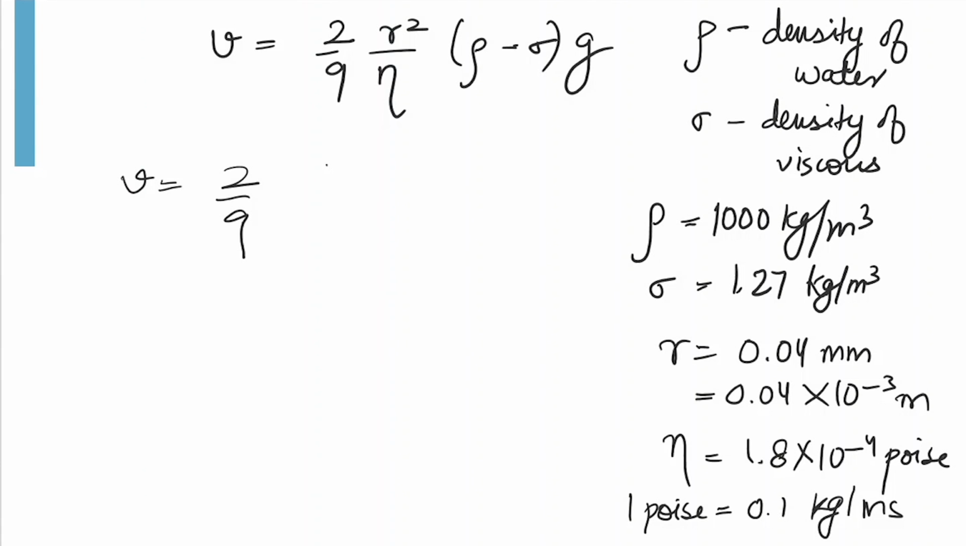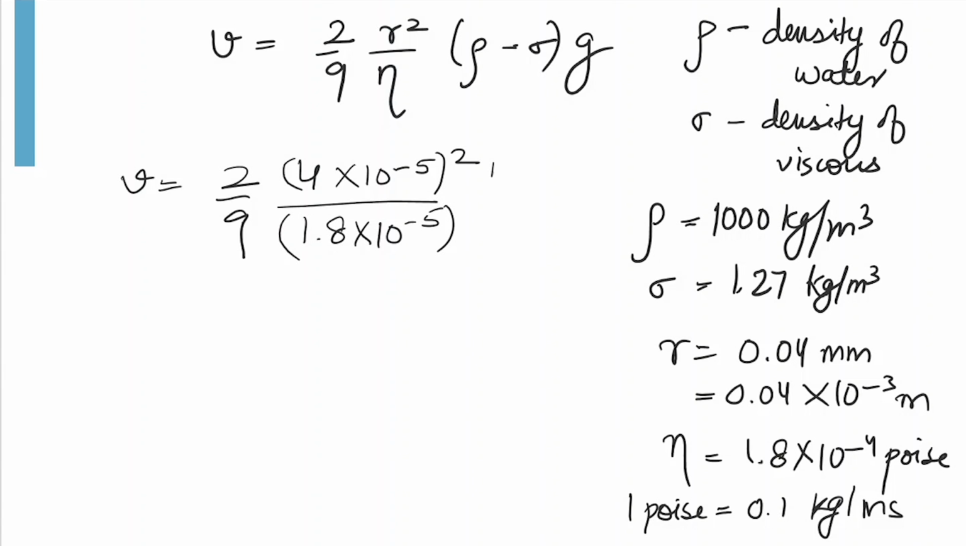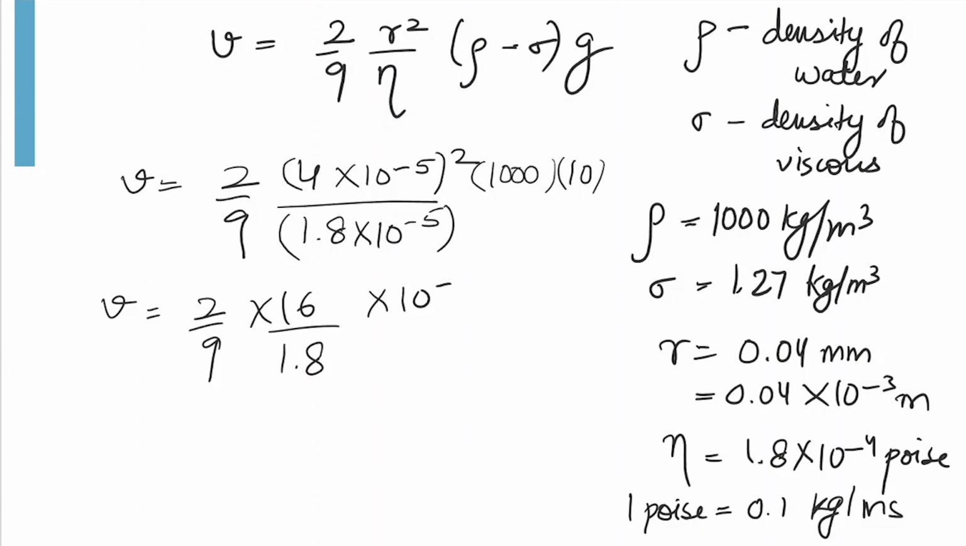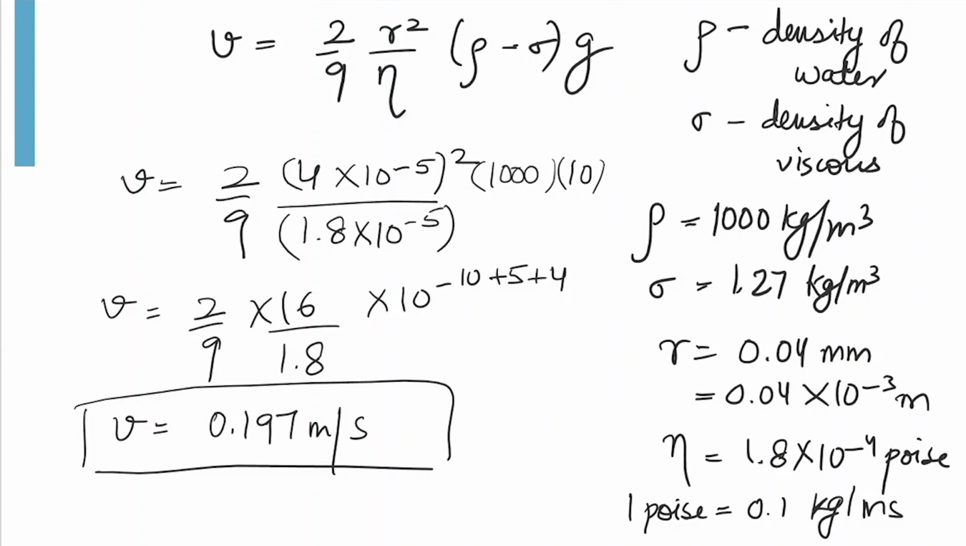So we can write r to be 4 into 10 raised to power minus 5, whole square, over 1.8 into 10 raised to power minus 5. This will become 1000. We are neglecting the sigma, and g is 10, our acceleration due to gravity. So let's simplify this. This will be 16, this is 1.8, and this is minus 10 plus 5 plus 4. So our terminal velocity will be 0.197.